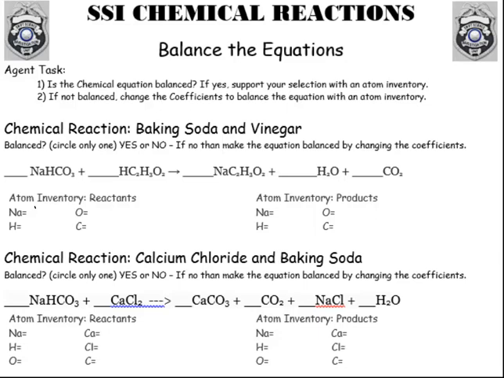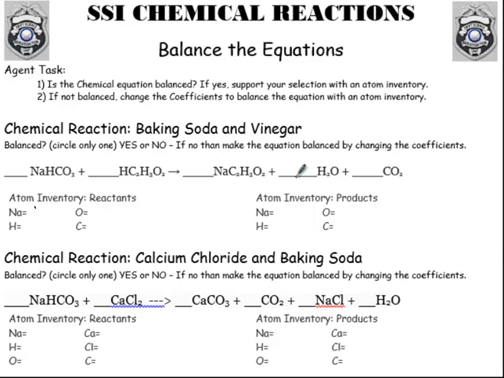All right, ladies and gentlemen, agents of the SSI, we're going to be balancing the chemical equations from the reactions that you've been working with over the course of the last several days. You should have received a balancing chemical equations worksheet. This worksheet is going to allow us to provide information to Commissioner Gladfelder that the chemical reactions that we are looking at are controlled and understood.